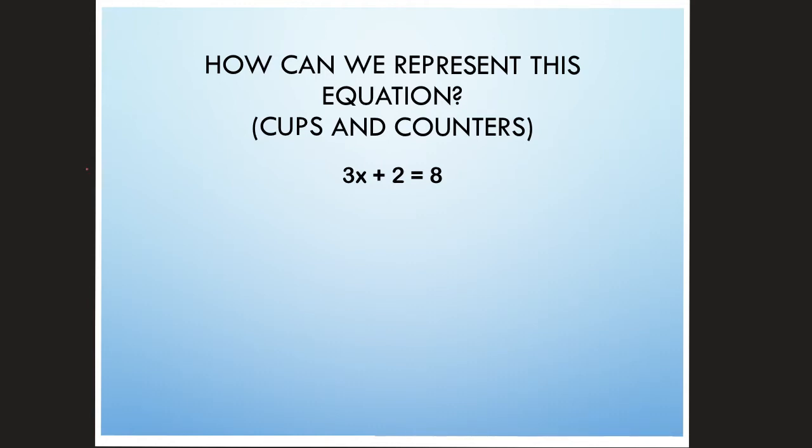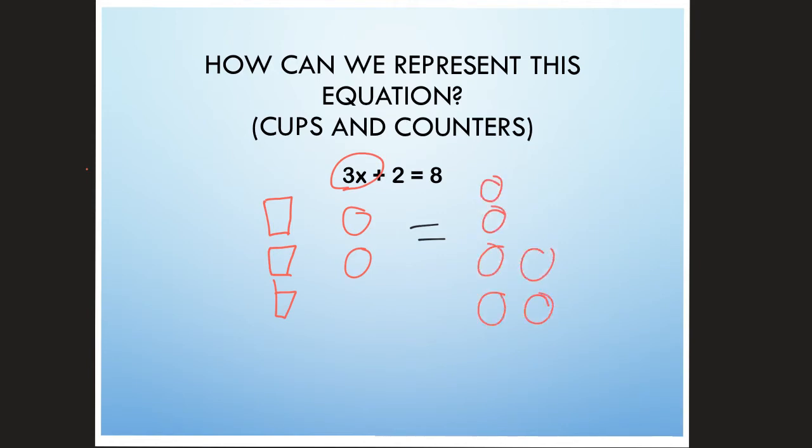So we represent our x's with cups. So I have 3 cups, and 2 positive counters. Everything's positive, so we're just going to use positives. And that equals, on the other side, 8 positive counters: 1, 2, 3, 4, 5, 6, 7, and 8. You should be drawing this in the spot on your guided notes.